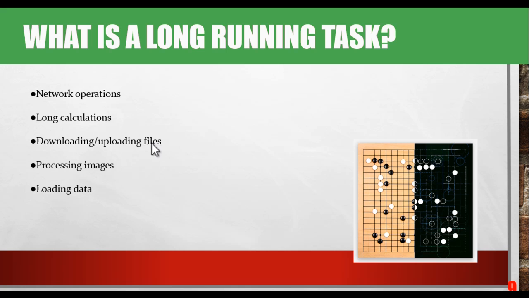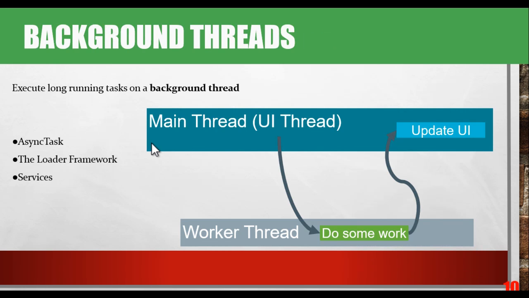So these are all the long running operations which you must not run on the UI thread. You have to create a separate thread for them, and you have to do all of these things in the background and give it to a worker thread or a background thread. So you have to execute long running operations on the background thread, okay? And there are certain frameworks that you can use, like AsyncTask, the Loader framework, and Services. And we will talk about these three also in the upcoming tutorial.